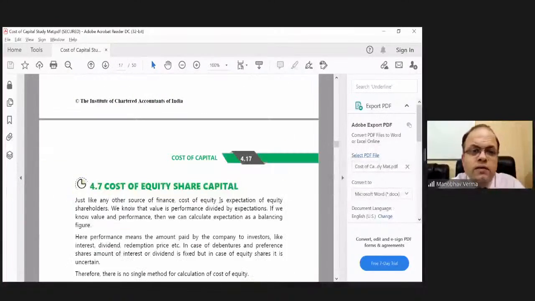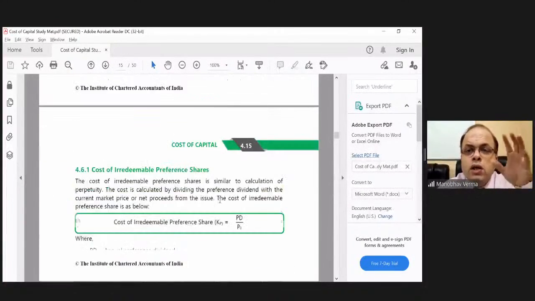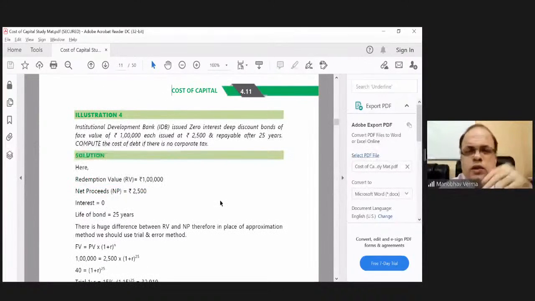So I was telling you that we are talking about a scenario where you have zero coupon or deep discount bonds. In deep discount bonds, you don't give any interest, whereas you are talking about a good amount of redemption value. So you are talking about a significant discount. Today's value is 2,500. After 25 years, it's 1 lakh. Deep discount. Can you imagine? A 97,500 discount. That talks about a huge interest.